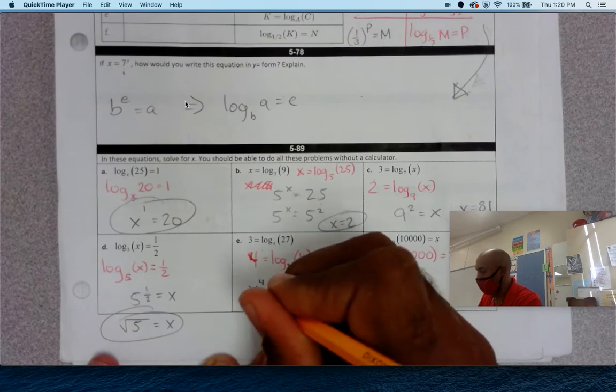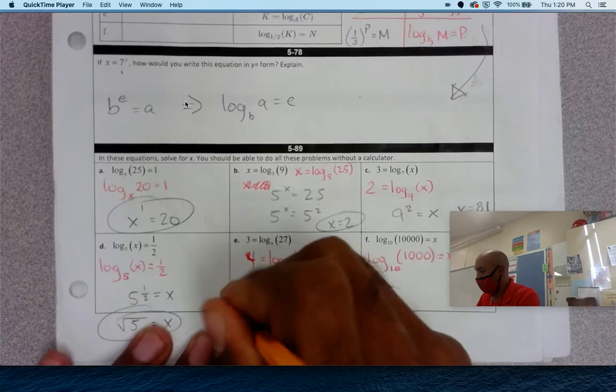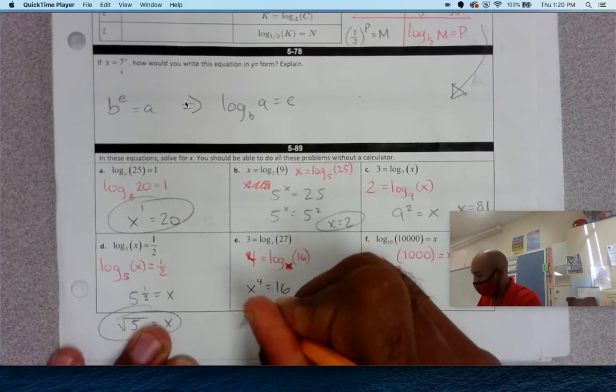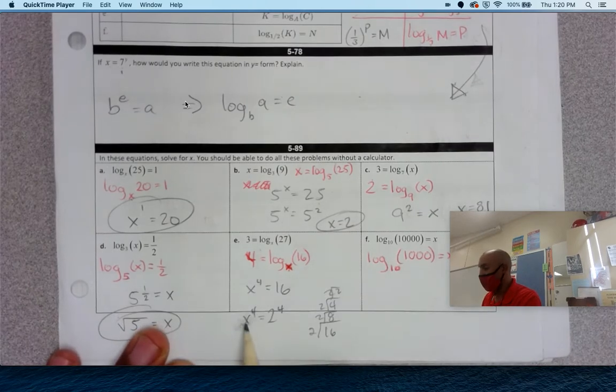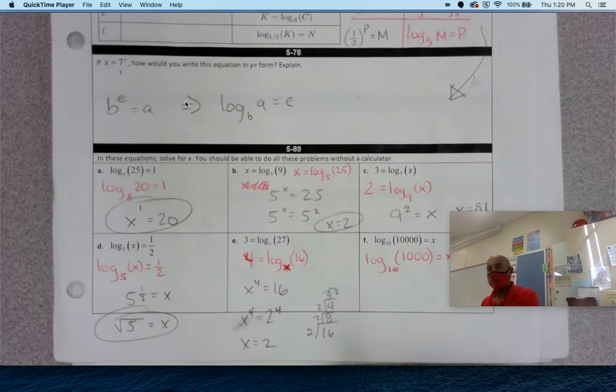So that means that this is 2 to the 4, oh, sorry, that's not how I wanted to write it. x to the 4th equals 2 to the 4th. So I know that this must be 2. So x equals 2. Okay?